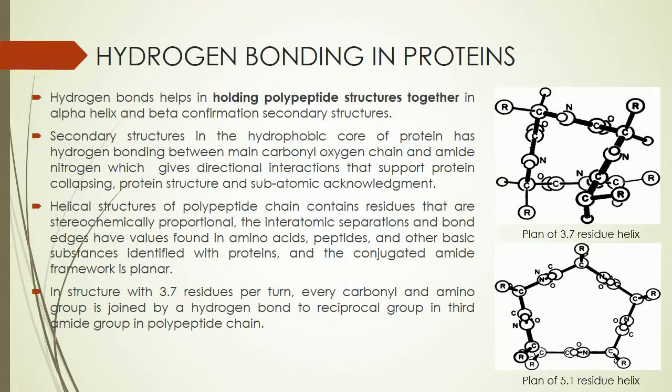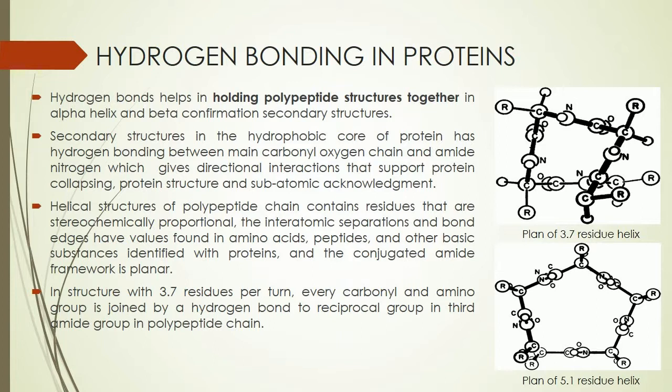Hydrogen bonding in proteins. Hydrogen bonds help in holding polypeptide structures together in alpha helix and beta conformation secondary structures. Secondary structures in the hydrophobic core of a protein have hydrogen bonding between the main chain carbonyl oxygen and amide nitrogen, which gives directional interactions that support protein folding, protein structure and molecular recognition.